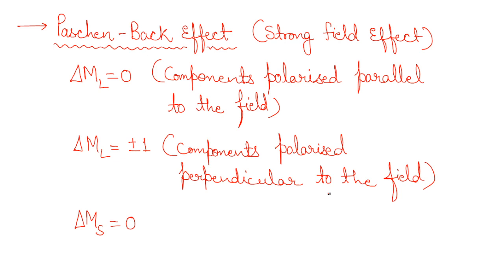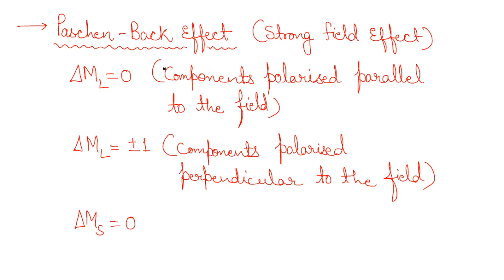And guys, here if I'm going to talk about the selection rules, they are delta ml is equal to 0, delta ml is equal to plus minus 1, and delta ms is equal to 0. So here basically what's going to happen, you will have the selection rules for delta ml and delta ms both.